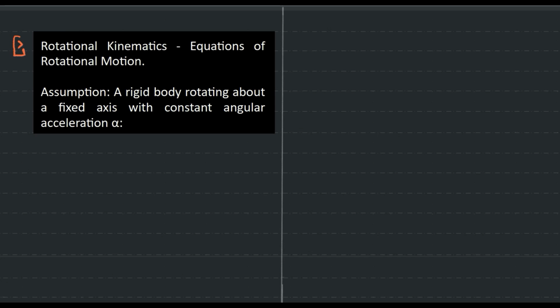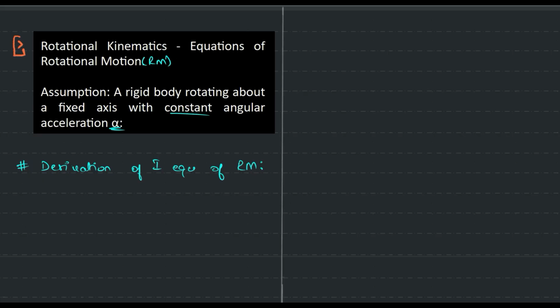Let's look at rotational kinematics. So first thing is we will derive the first equation of rotational motion. I'm calling rotational motion as Rm. Our assumption for all is that we are looking at a rigid body rotating about a fixed axis with a constant angular acceleration. Okay, so this is constant.